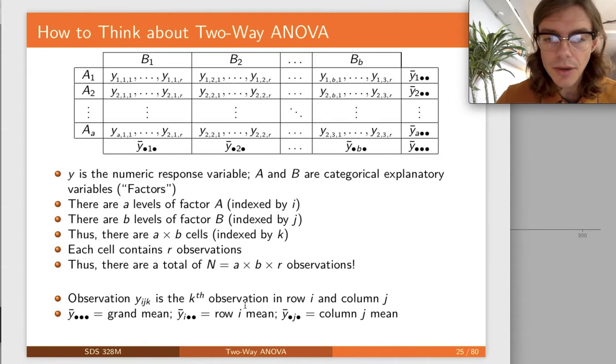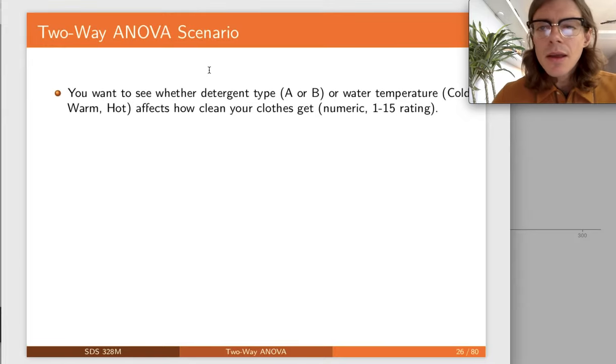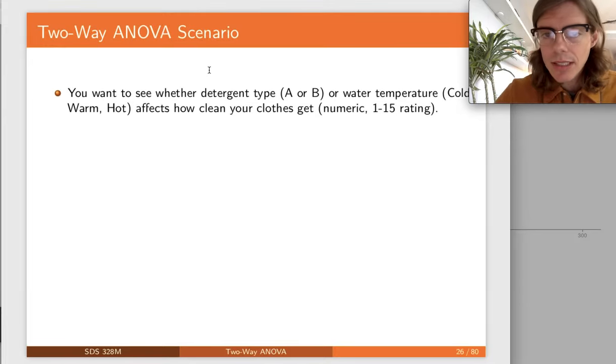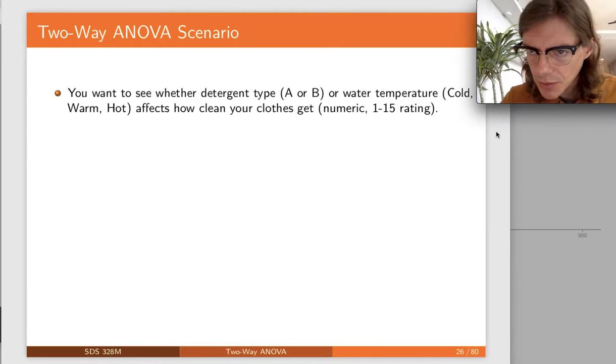And in case you want to review, these are just the grand mean, the mean of row I, and the mean of row J. We'll talk also about cell means, if we take the average of just these people, or just these people. But that's kind of confusing, right? It's abstract. So let me make it concrete for you. Let's say we're doing an example.